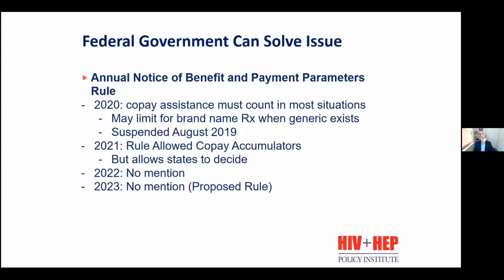So the rule was open for a 30-day comment period. A number of groups submitted comments. I'll go into that a little more. But it looks like, in the final rule, it's very difficult to get something in that was not even mentioned in the proposed rule. We're going to have to wait until 2024. So all the work that we're doing now is really geared towards 2024 for the next Notice of Benefit and Payment Parameters rule. Next slide.